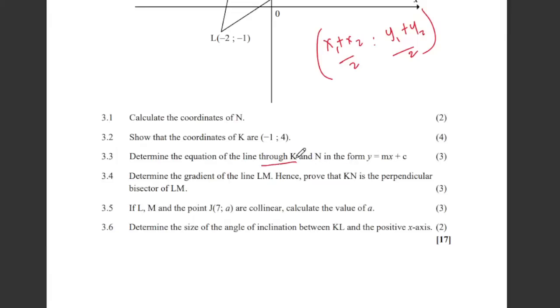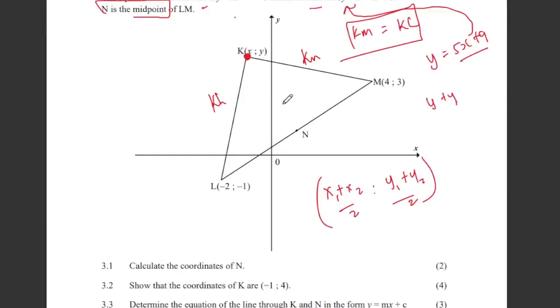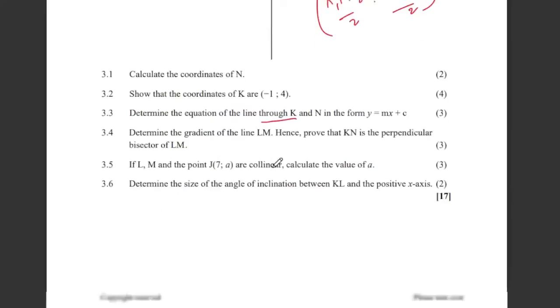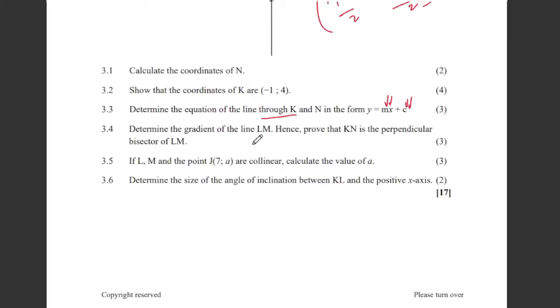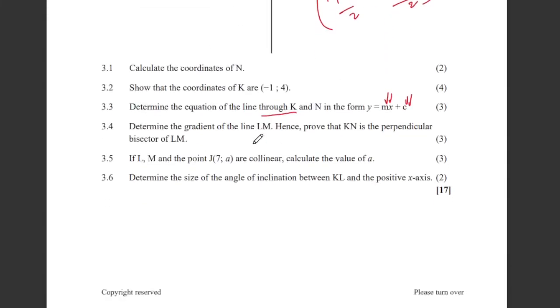Then the equation of a line that is passing through K and N. So you know the coordinates of N, we know the coordinates of K. You just need to get the gradient, which is the m, and then get the y-intercept. Then you're good to go. Then the gradient of the line LM. Use the gradient formula, okay?